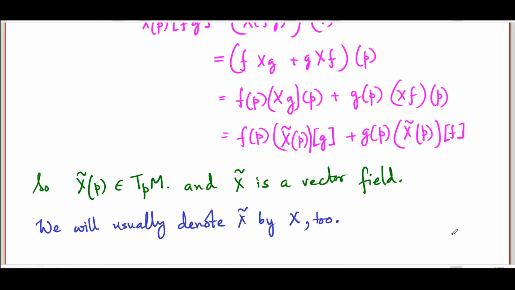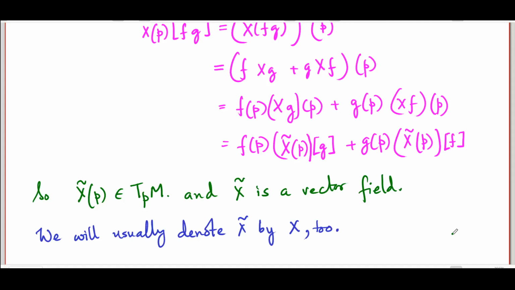And although we have been careful in this part and denoted this vector field by an X tilde, whereas X was the map which maps smooth functions into functions, we will usually not make this distinction, and we will denote both these avatars of vector fields by X, the same letter.